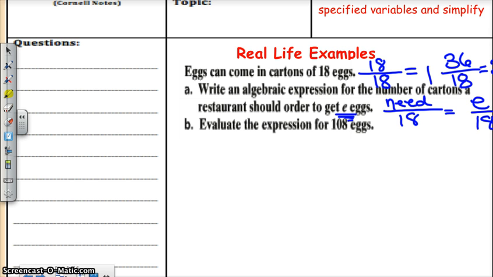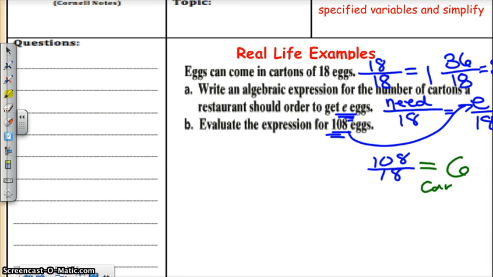And now it's just saying evaluate for E equal to 108. That means put 108 here. 108 divided by 18. And I would be able to use a calculator here. 108 divided by 18 is 6. Keeping in mind that we're talking about cartons of eggs.